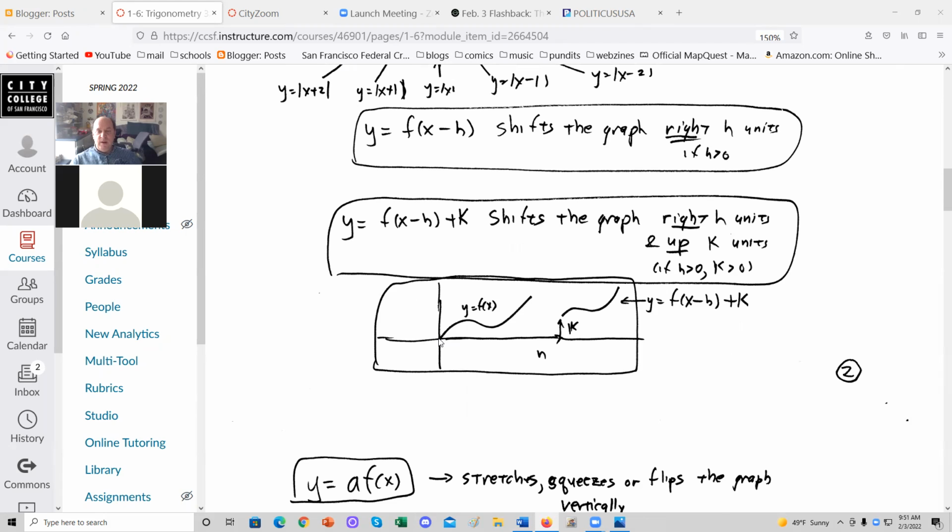So for example, here's y equals f of x. It's a graph of that. Here the graph of y equals f of x minus h, that plus k, is shifted h units right and k units up like this.